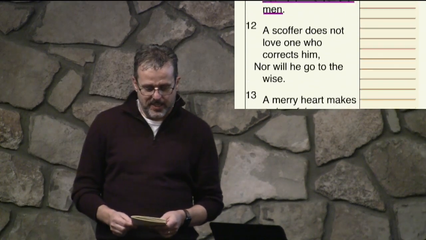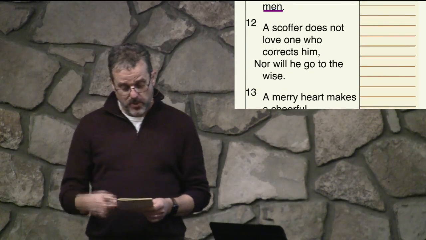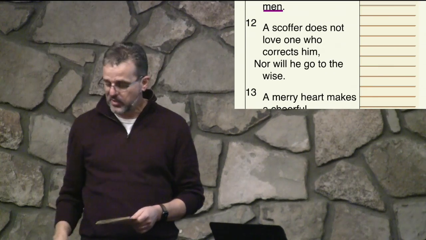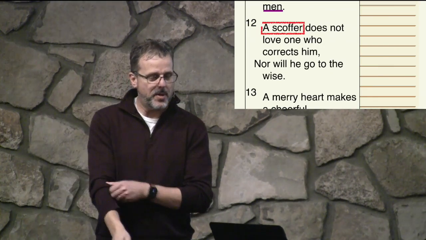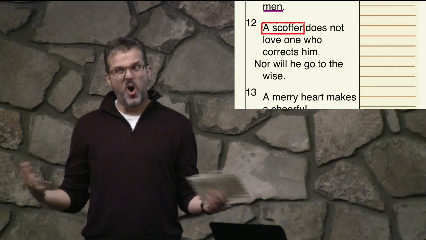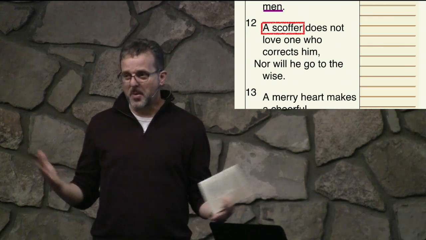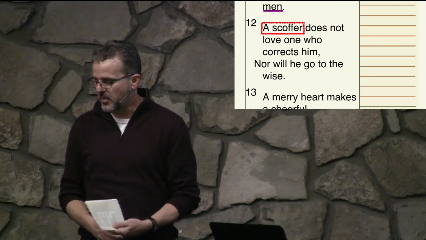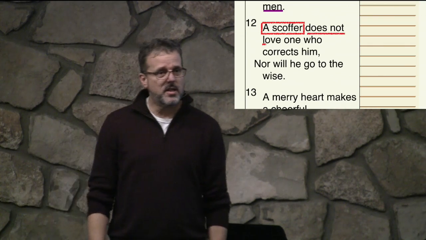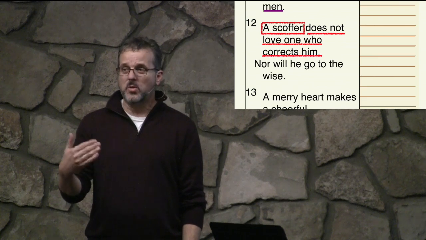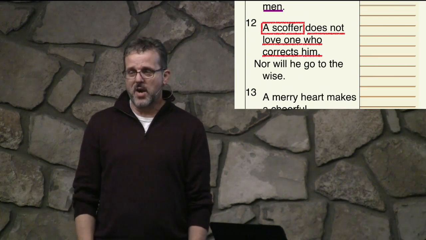Verse 12. A scoffer does not love one who corrects him, nor will he go to the wise. So it returns to this idea of someone who won't receive discipline. This scoffer says, don't tell me what to do. Don't give me any of those things. He doesn't receive someone who loves them enough to try to correct them.